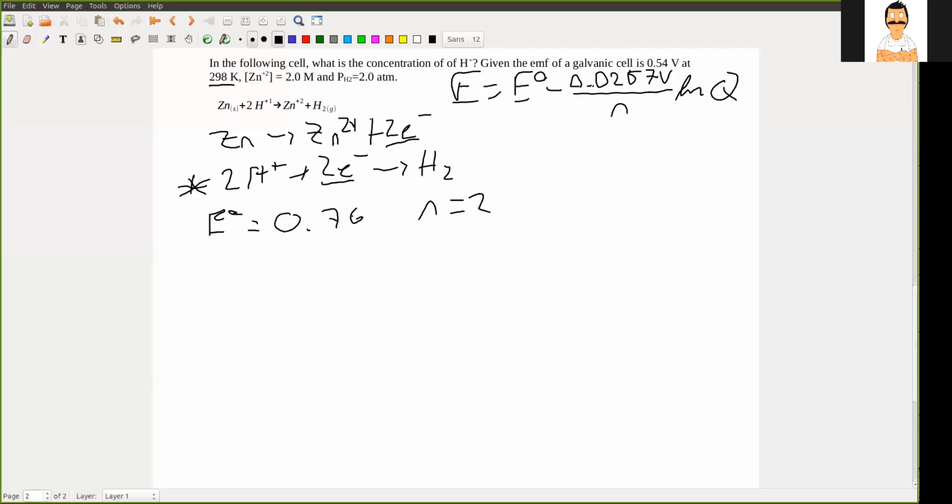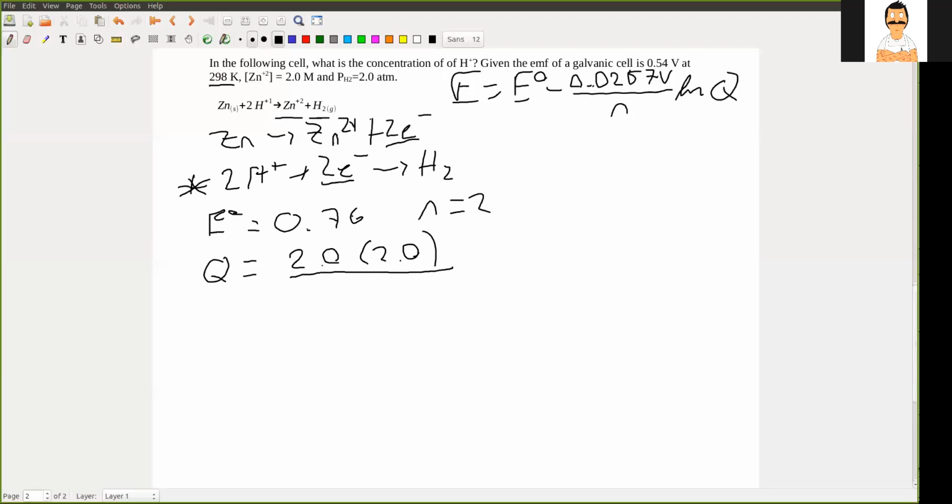And then Q is equal to products over reactants. Our products are zinc 2+, so we have 2.0 molar, times the other product, which is H2, so times the 2.0 atmospheres. But again, as you may have noted in previous videos, I don't include the units. That's because each of these is based on standard state. So this would be like 2 atmospheres over 1 atmosphere, or 2 molar over 1 molar. So the units go away, and that's why Q is unitless.